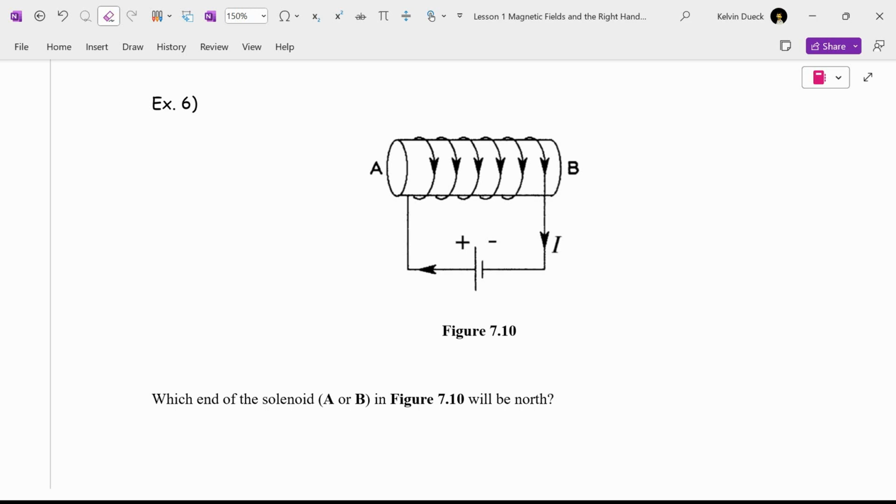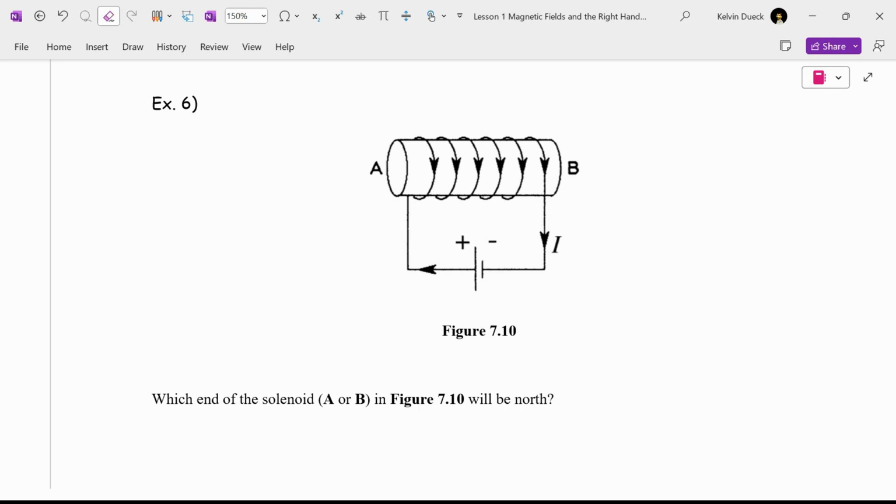Imagine holding that solenoid in your right hand. Niels, imagine holding that solenoid. I don't care what you're looking for. Stop right now. Imagine holding that solenoid in your right hand, all of you. Curl your fingers in the direction of the current. Addie's using a water bottle. That works.